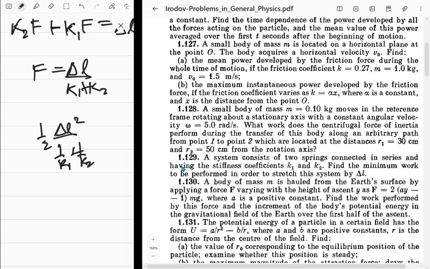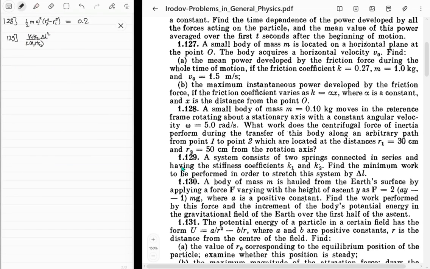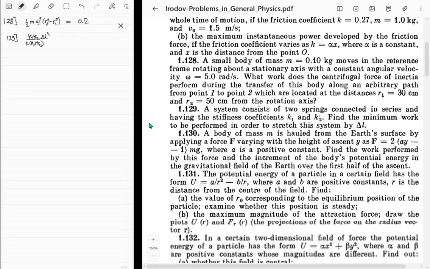And yeah, the same formula applies to this. So half kx squared, you get the thing. So it really is just k1 k2 upon 2 times of k1 plus k2, and that times delta L squared. That should do it. Okay, so that's 129. And they didn't give us any values? No? Then that's it.